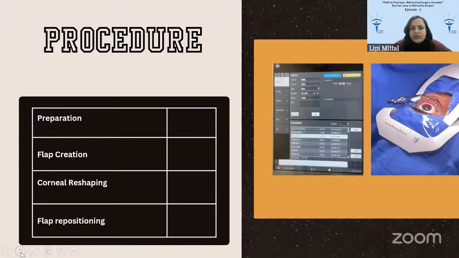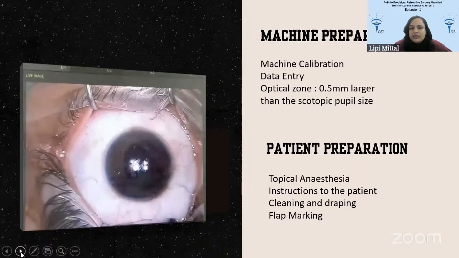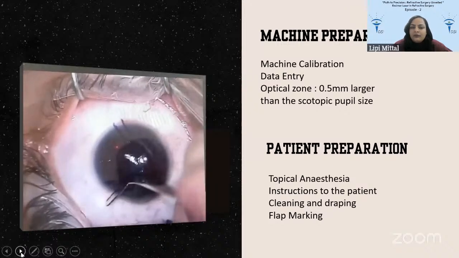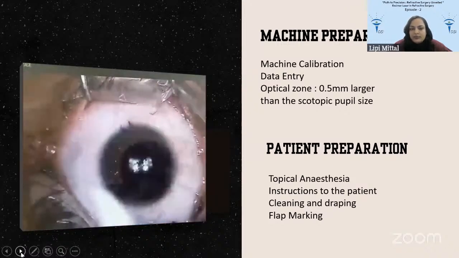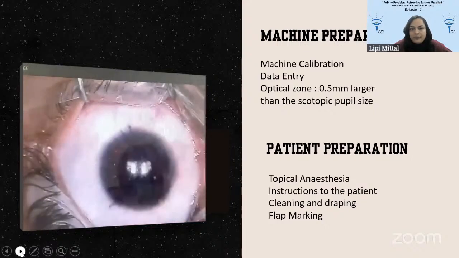So coming to the procedure, we have to do preparation, flap creation, reshaping the cornea with the excimer laser, and then flap repositioning. Preparation includes machine preparation, calibration, data entry. Optical zone should be kept 0.5 millimeter larger than the scotopic pupil size. Coming to the patient preparation, topical anesthesia is instilled. Instructions are given to the patient that they have to target the green light, and flap marking is advisable, so as to be cautious during intraoperative complications like free cap.